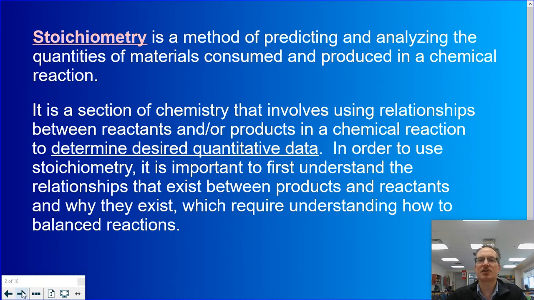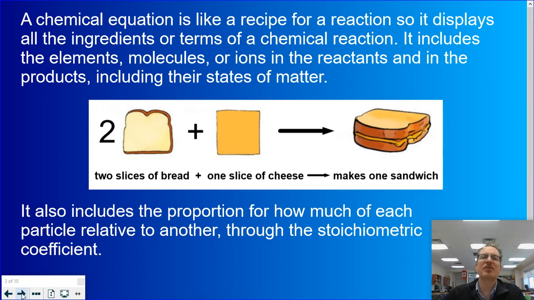In order to understand stoich, we are going to have an understanding of how balanced reactions work. So if we take a look at a chemical equation and we think of it like a recipe, we're going to include the ingredients like we would in a recipe, much the same as we would include elements or molecules or ions in a chemical reaction. We have reactants on the left, we have products on the right. So if we take a look at this goofy little example, we have 2 slices of bread, and we're going to add to it 1 slice of cheese. In this scenario, that means we will make 1 cheese sandwich.